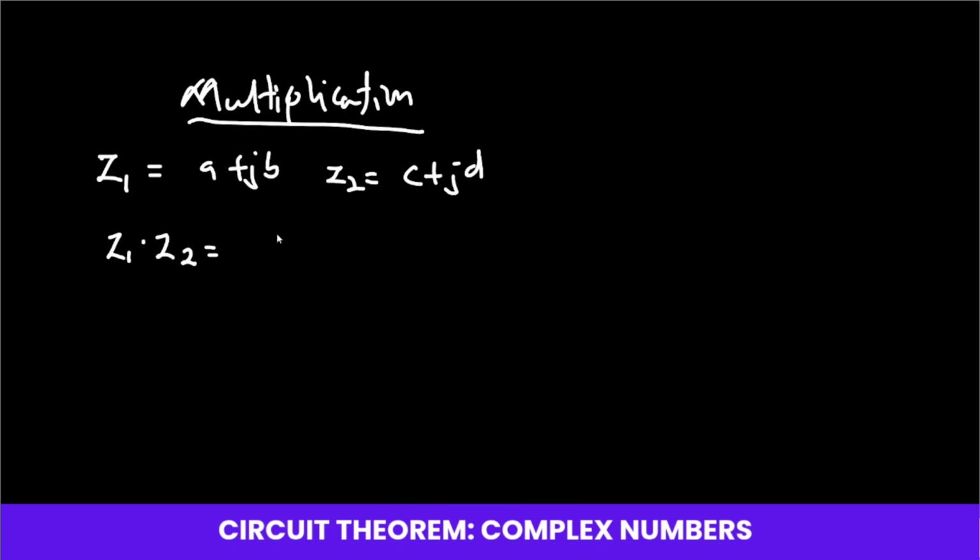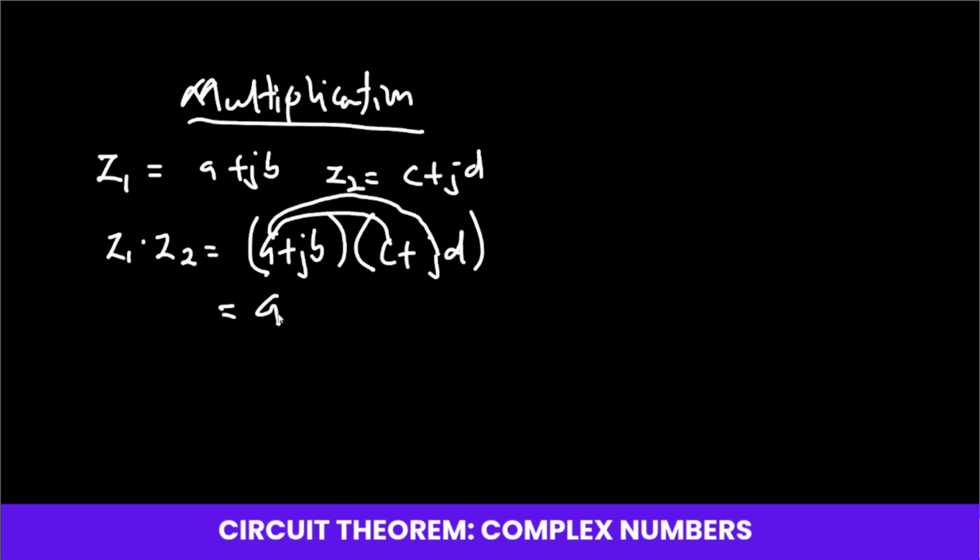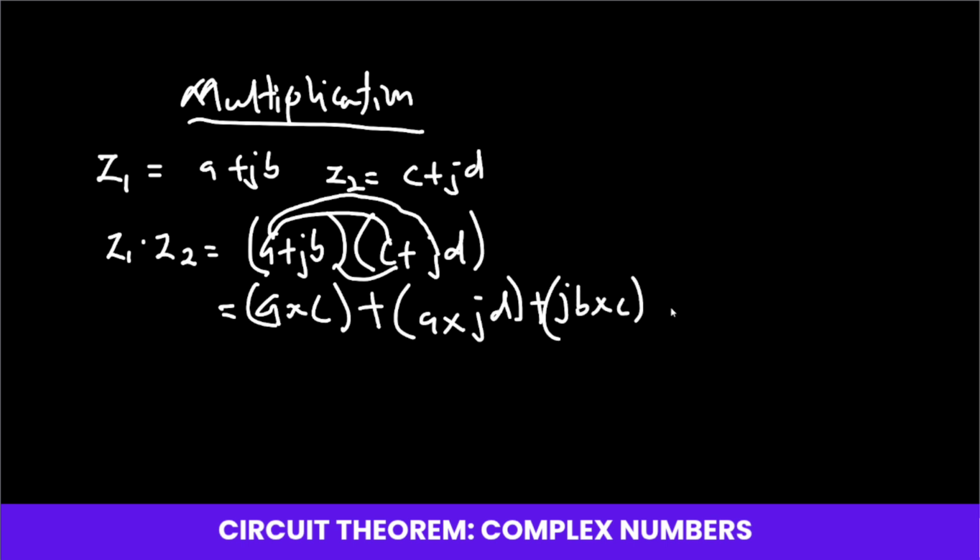We are going to multiply a plus jb by c plus jd. Okay, so z1 multiplying z2. So now we are going to do distribution. So a times c, plus a times jd, plus jb times c, plus the last one, which is jb by jd. And mind you, j stands for the root of negative 1.